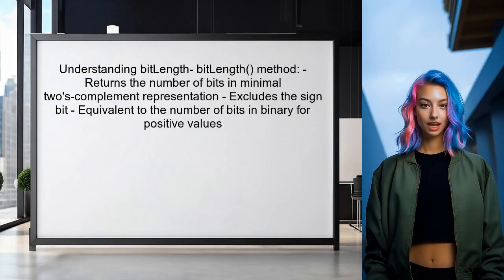Next, we have bitLength. This method returns the number of bits required to represent the BigInteger in its minimal 2's complement form, excluding the sign bit. For positive values, this is equivalent to the number of bits in the binary representation.